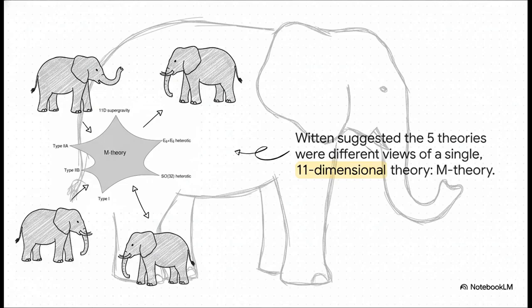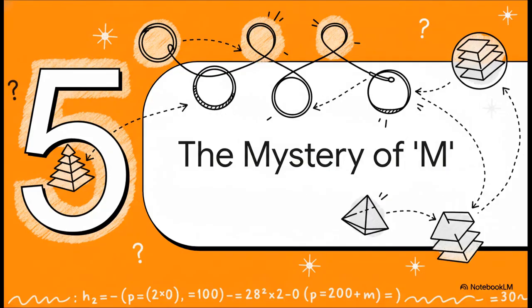It's like 5 people describing an elephant from different angles. One sees a trunk, another a leg, another a tail, but they're all looking at the exact same animal. This revelation was so huge, it was dubbed the second superstring revolution, and it totally unified the field. But it also left us with this beautiful, tantalizing mystery right at the heart of it all. The mystery of that M.